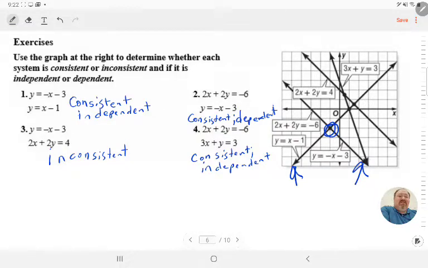Number two is consistent and dependent because it happens to be the same line. So you would have this one, and so it's this line right here and this line right here. So it's the same line, okay? And so it's consistent and dependent. All right.